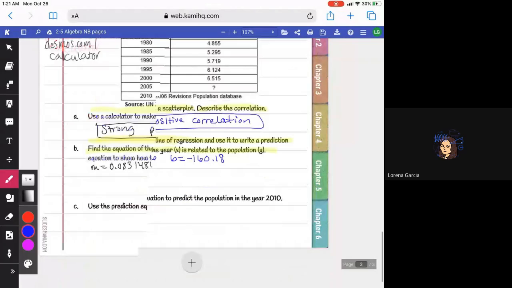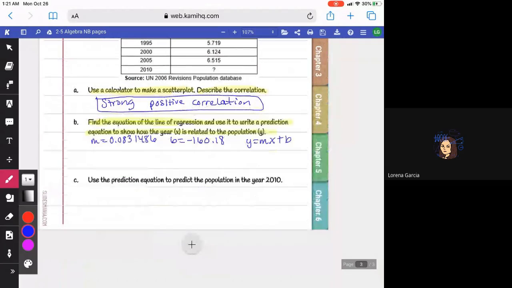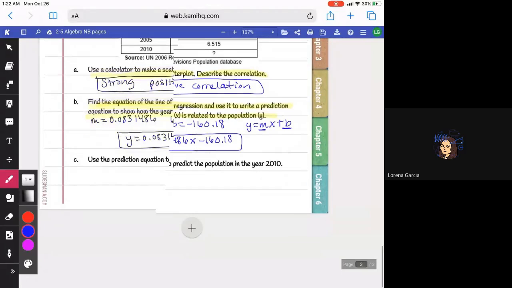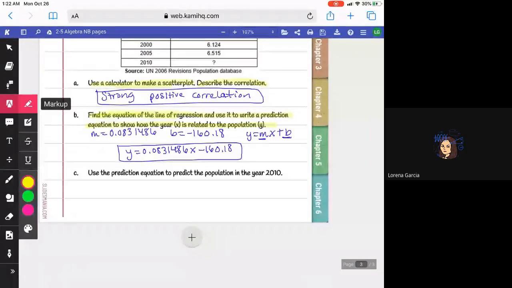So we're going to be using now the y equals mx plus b. We're plugging in for m and b, just like what we did in the previous topic. So my equation could be y equals 0.0831486x minus 160.18. This is going to be a very accurate equation because instead of choosing 2 points from the data, this equation is actually using all the points and coming up with the best line of fit. So now we're going to use our equation to predict the population in the year 2010.